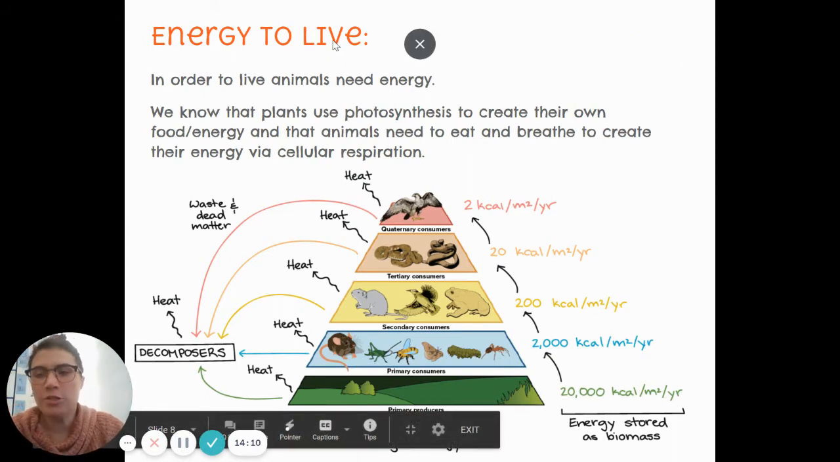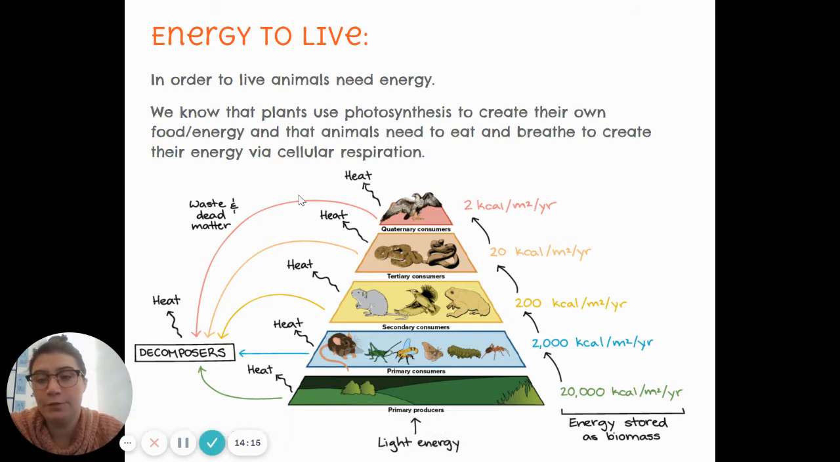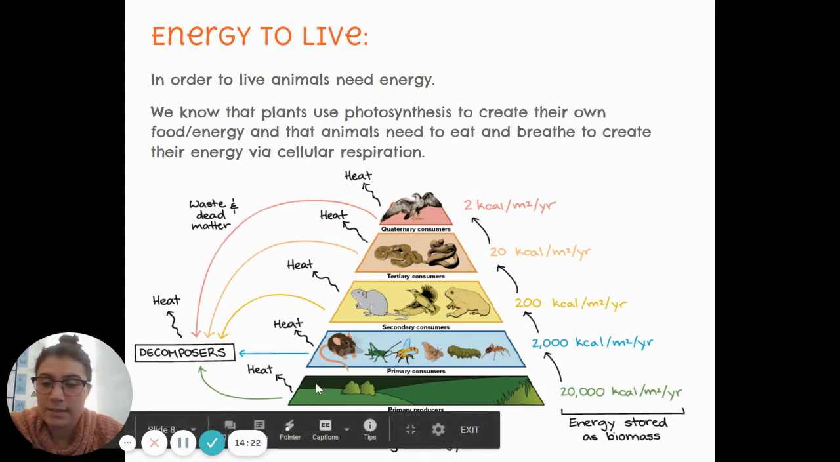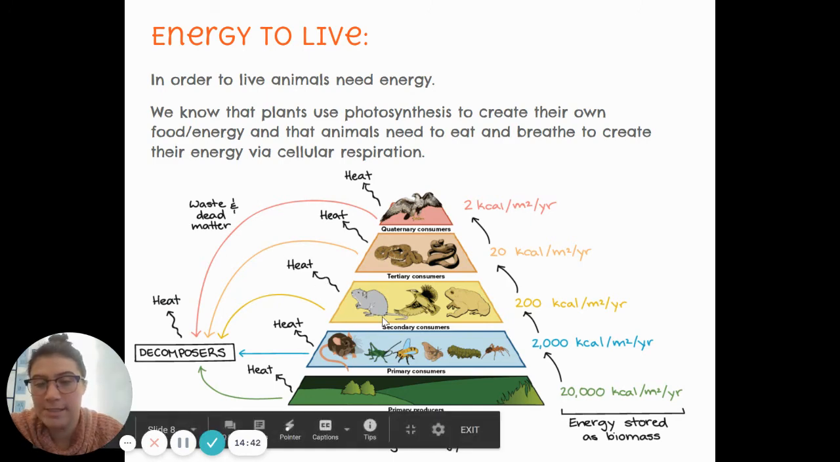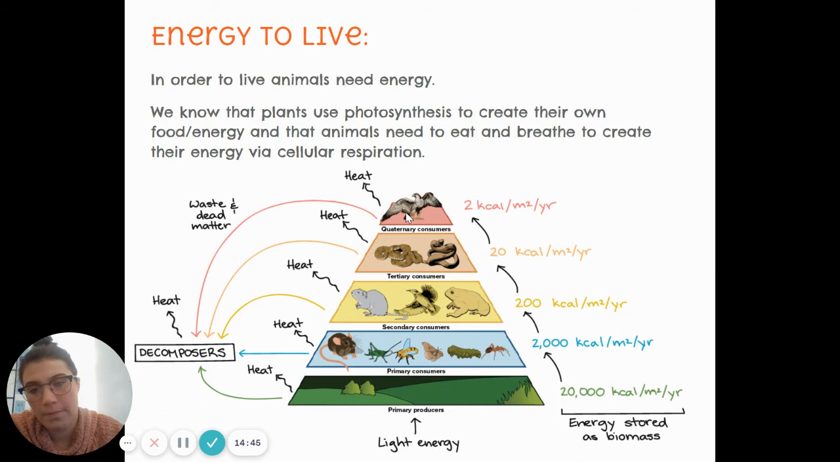Okay, so in order to live, animals need energy. We know that plants use photosynthesis to create their own food, and that animals need to eat and breathe to create energy via cellular respiration. So we know that these guys get the light energy directly, and then as the primary consumers eat the producers, a little bit of heat has gone away. That means a little bit of the energy has escaped. And then on this one, a little bit more energy has escaped because now it's gone through 2 processes, 3, and then 4.